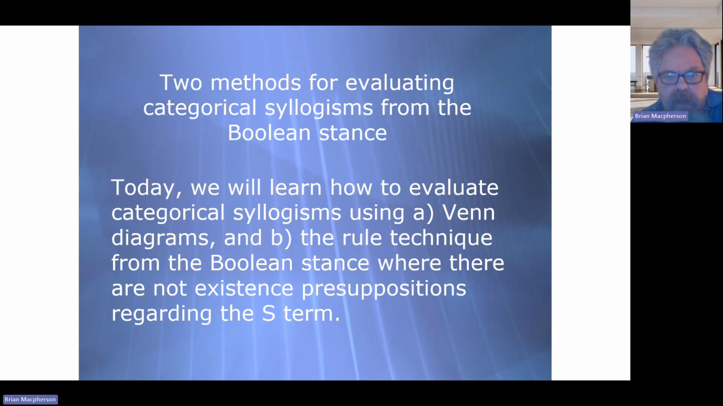So what I'm going to teach you this evening is how to diagram a complete syllogism from the Boolean stance, and then how to assess it to see whether or not it's valid or invalid, okay? And then after that I'm going to use the rule technique, and we'll see again how to determine whether or not the syllogism is valid or invalid using the rule technique. And again, the Venn diagram technique is equivalent to the rule technique, okay? So that's what we're up to with this online lecture.